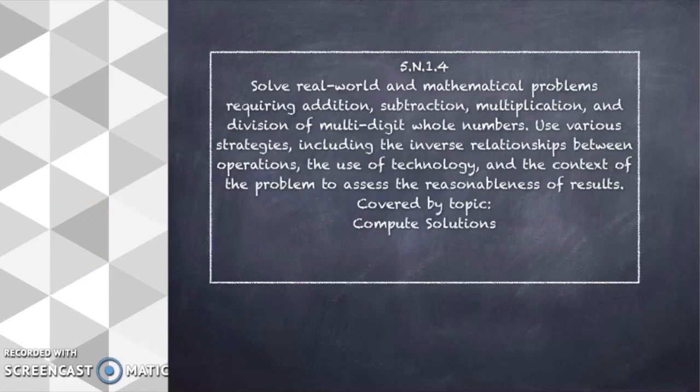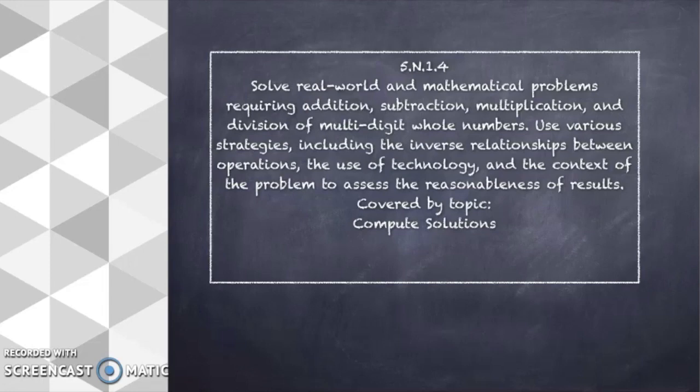So today we're working on solving real-world mathematical problems requiring addition, subtraction, multiplication, and division. Now, that just means you're looking at real problems in the real world using the four operations of multi-digit whole numbers. It just means these aren't simple ones. They have more than 2 digits.